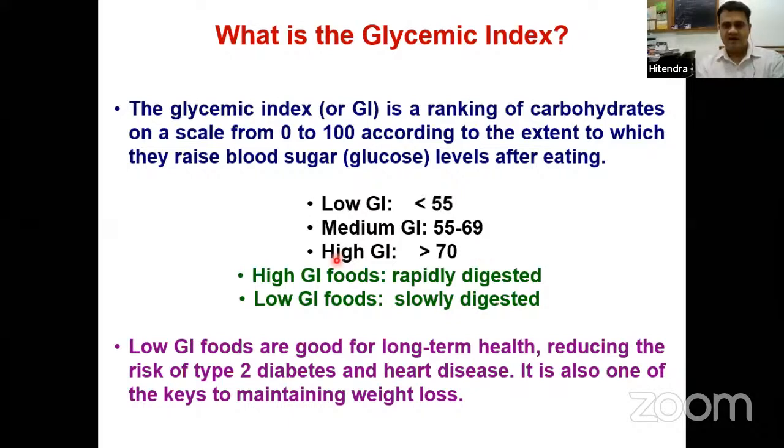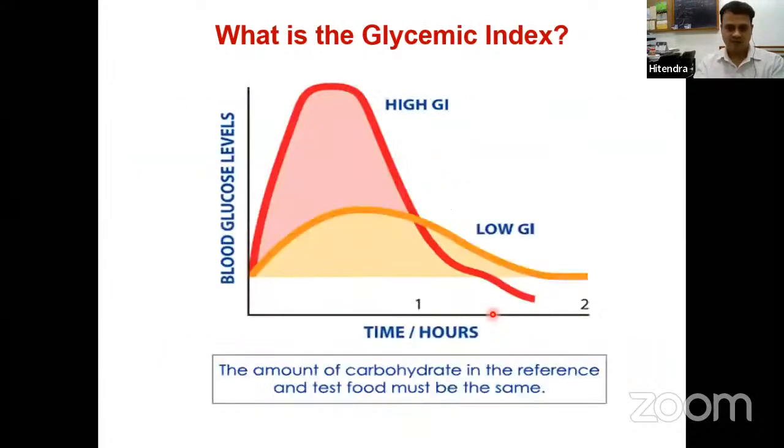When we eat high GI foods, they are rapidly digested, and because of that there will be an increase in blood glucose level. If we eat low GI foods, they will be slowly digested, and there will be a slow increase in the blood glucose level. You can see in this graph, if we eat high GI food, the blood glucose level will increase very fast, and if we eat low GI food, it will increase slowly.